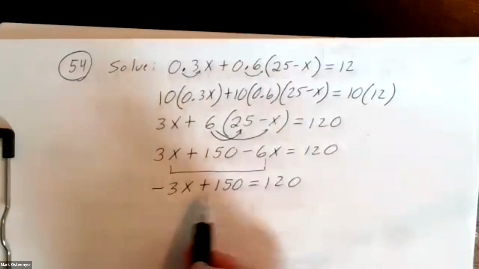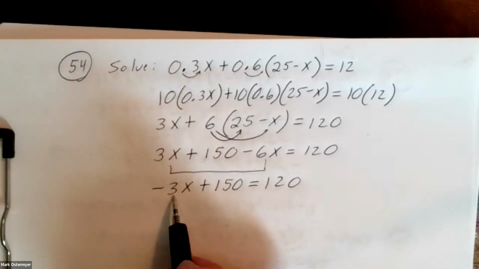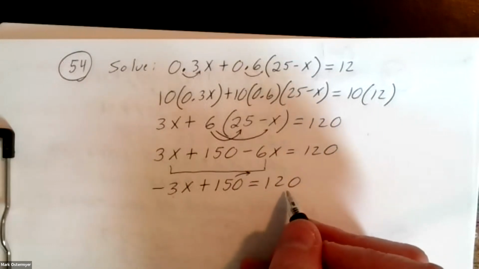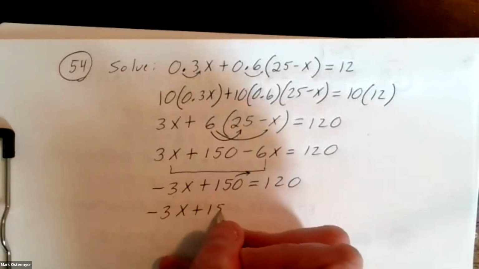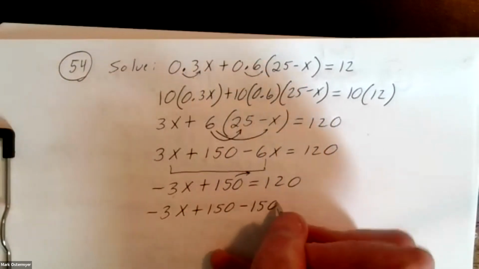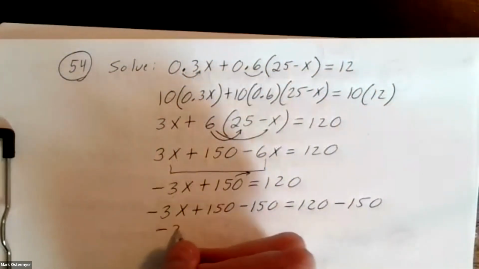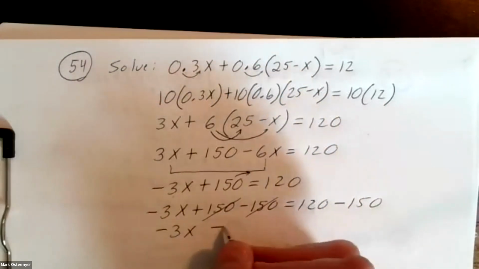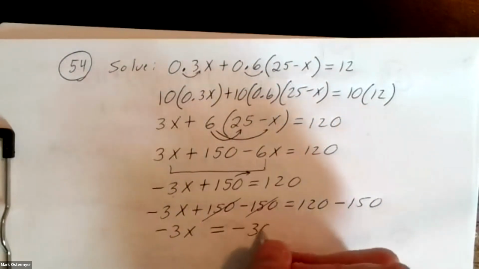Now that both sides of our equation are simplified, it's time to begin to separate. Variable terms on one side, constants on the opposite side. I already got my x on the left side. That means I got to bring this constant 150 over to the right side to join the 120. How do we move a positive 150 to the other side of the equation? We subtract it from both sides. The 150s on the left side combine to 0, they cancel out, leaving you with just negative 3x. On the right side, 120 subtract 150 is negative 30.